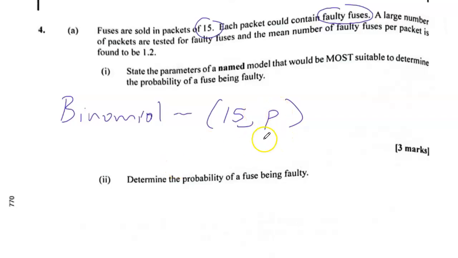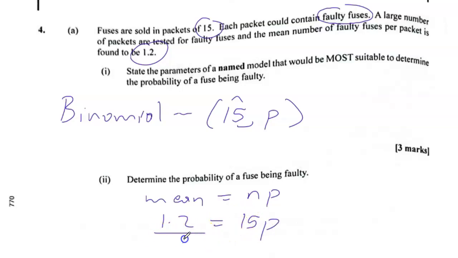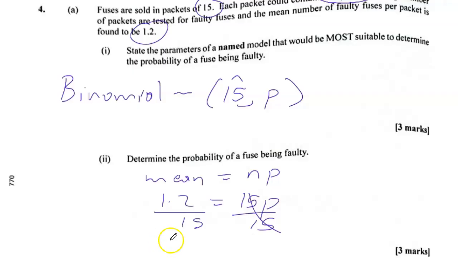Now to get p, the probability of a fuse being faulty, we know for the binomial, the mean is equal to np, and we are given the mean to be 1.2. So 1.2 equals 15 times p. To find the value of p, we divide both sides by 15. So 1.2 divided by 15 is 0.08. So p, the probability of a fuse being faulty, is 0.08.